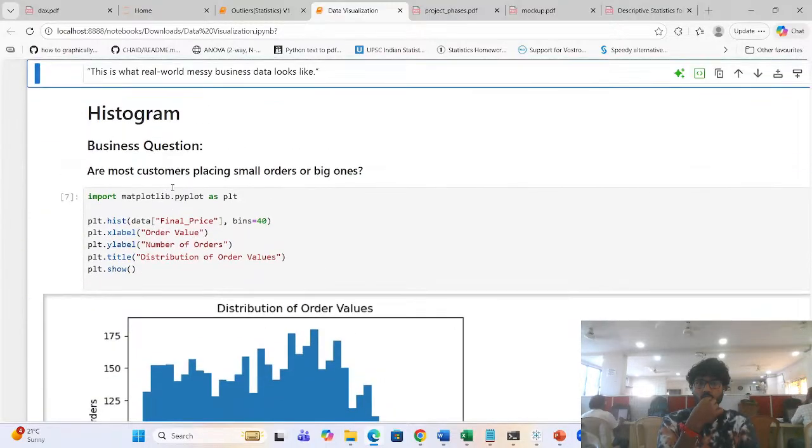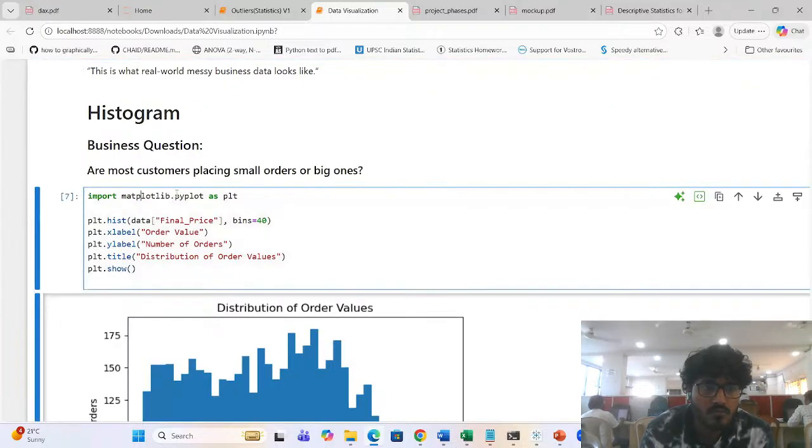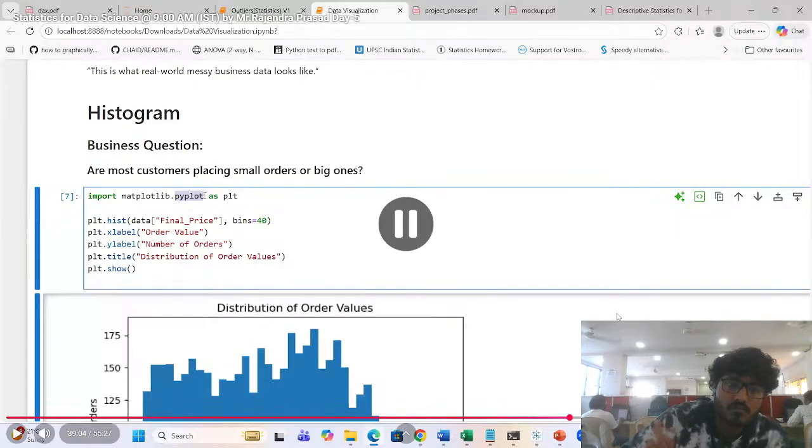By using histogram, the business question that you are going to address is, are most of the customers placing small orders or big ones? I wanted to see, is the majority of the people giving high price orders or low price orders? To do the visualizations in Python, we have a specific library called matplotlib. You get my point? Matplotlib. In matplotlib, you have a module called pyplot.